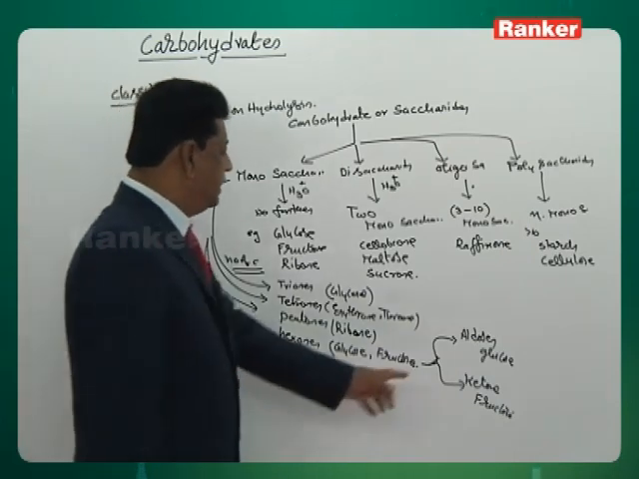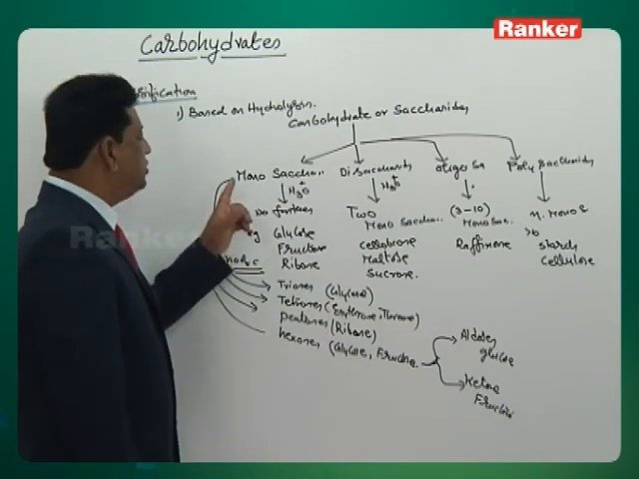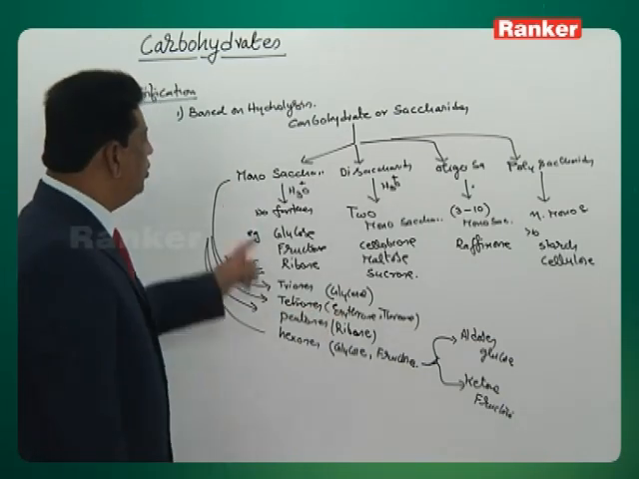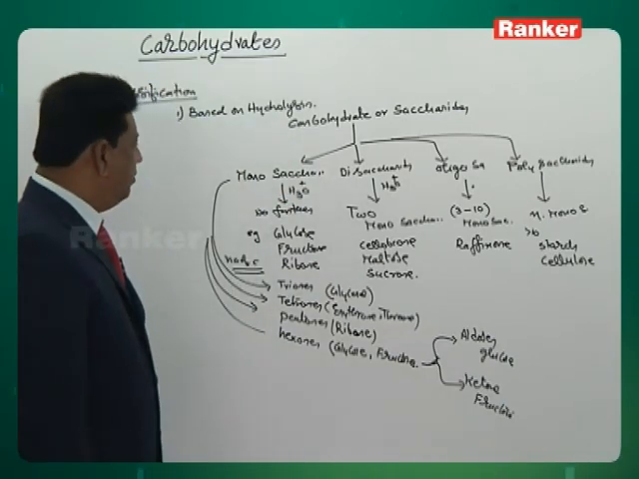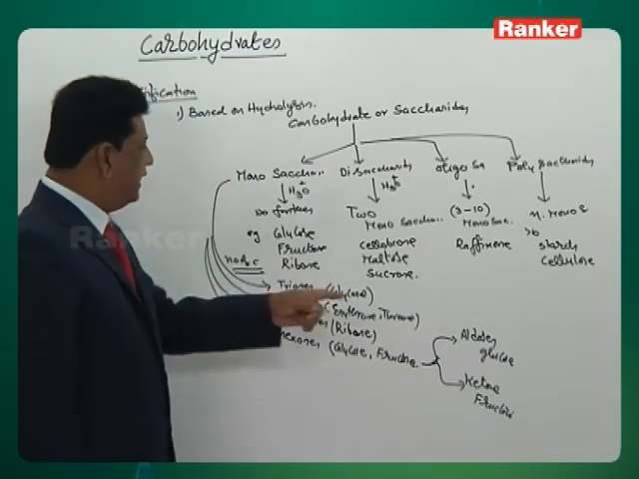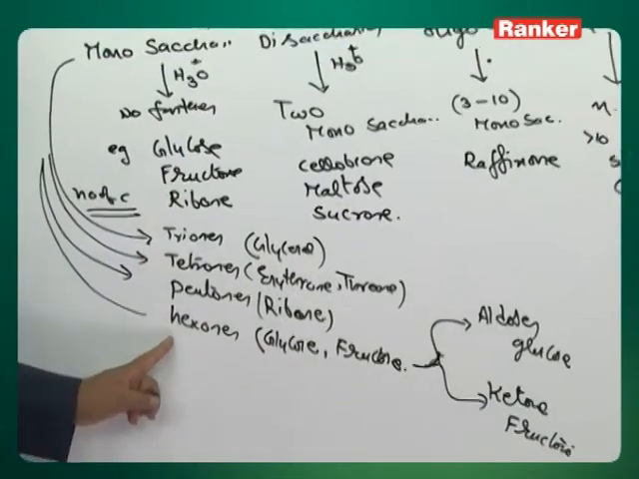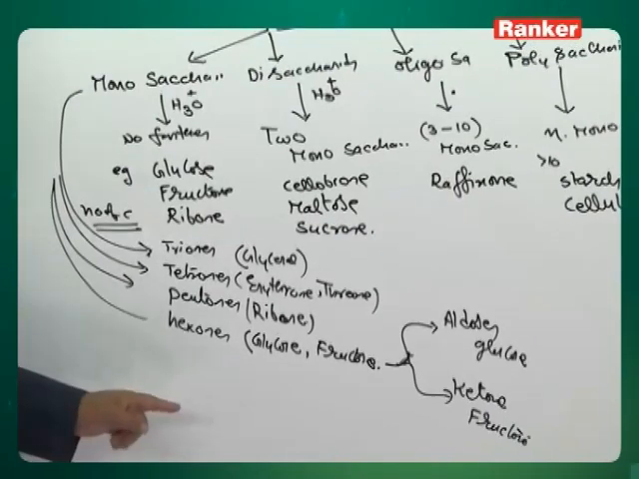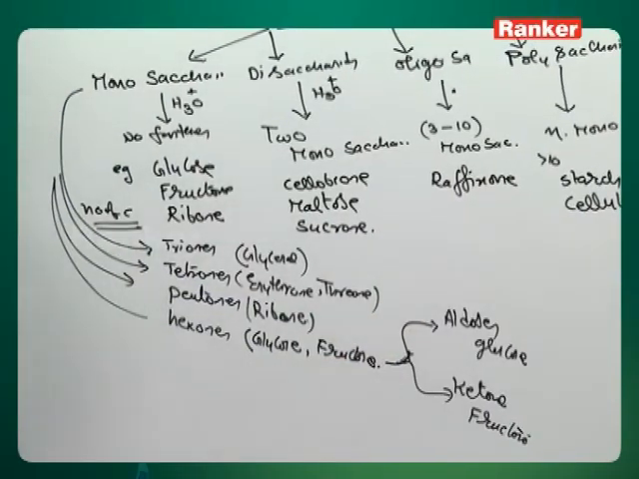So, glucose is an aldose, glucose is a hexose, glucose is also a monosaccharide. Glucose ultimately is a carbohydrate or a saccharide. But because it is not further hydrolyzed, we say it is a monosaccharide. Because it contains 6 carbons, we say it is a hexose. And glucose contains an aldehyde function, therefore it is called an aldose.